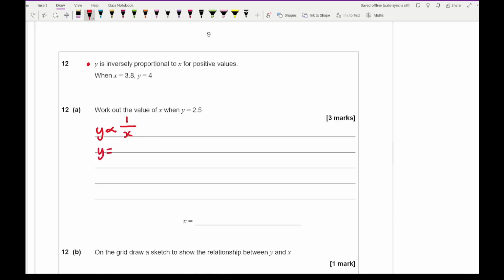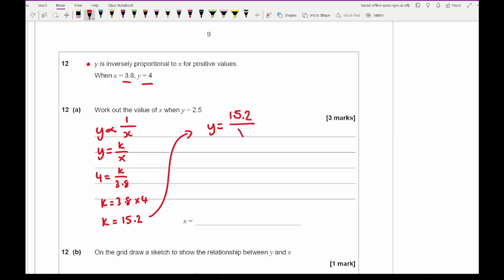So if I replace the proportional symbol with equals k, I then use these values to work out what k is. So 4 equals k over 3.8, so k equals 3.8 times 4, so k equals 15.2. Or you can write it as a fraction, that's entirely up to you. So then from this, my formula is y equals 15.2 over x.